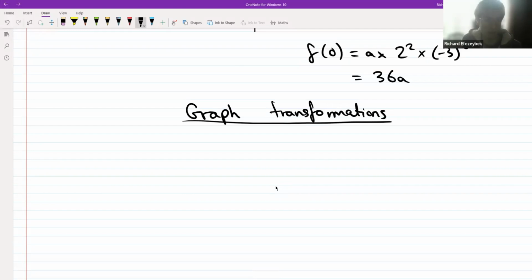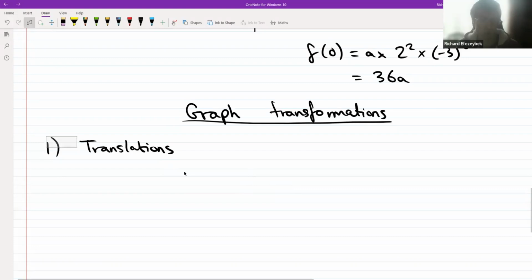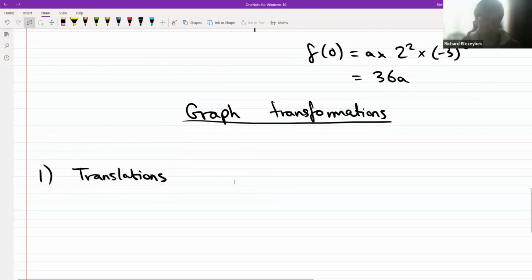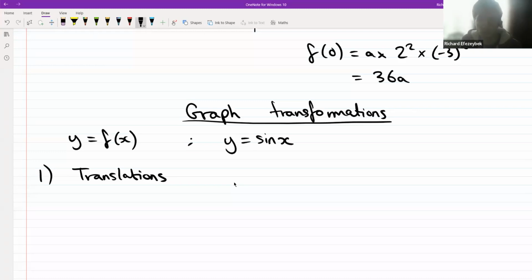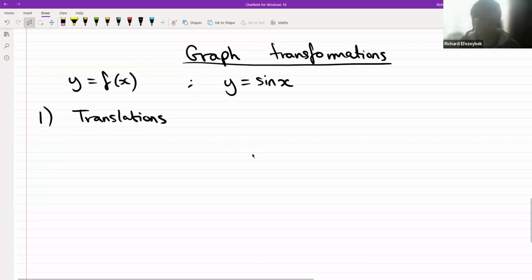Right, so let's get the nice ones out of the way. These are the translations. For this, we will be working with a function y equals f of x. And then for particular examples, I like to use trigonometric functions because each of these graph transformations has a very distinct effect on these trig functions. So I'm going to pick sine. For reflections, we'll probably need something else, but for the first four, we'll be good.